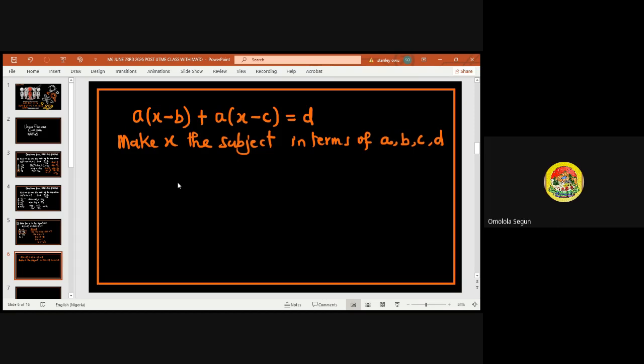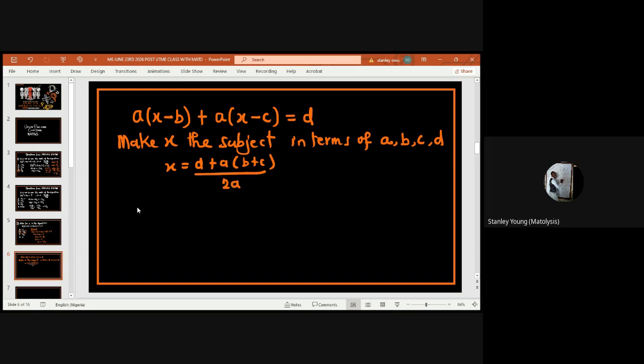x equals d plus a into the bracket of b plus c, all over 2a. That is correct. So x equals d plus a into the bracket of b plus c, all divided by 2a. All right, that's correct.